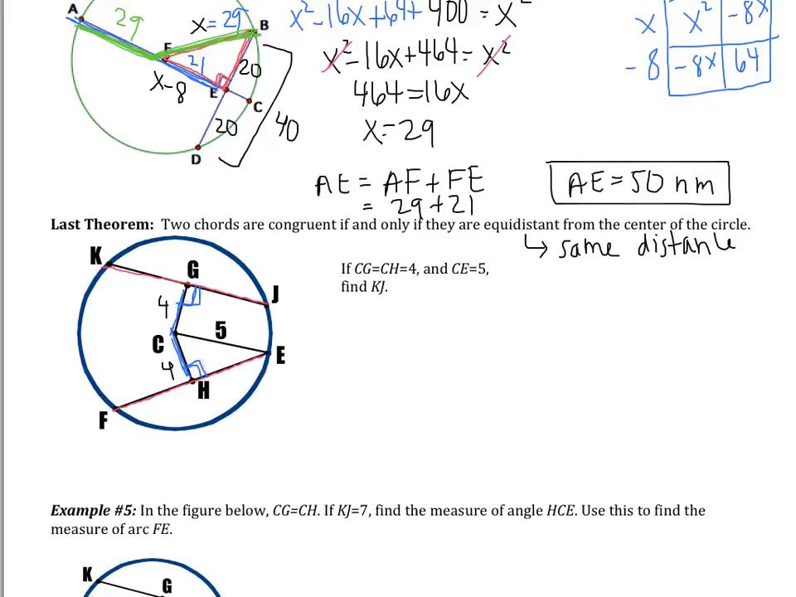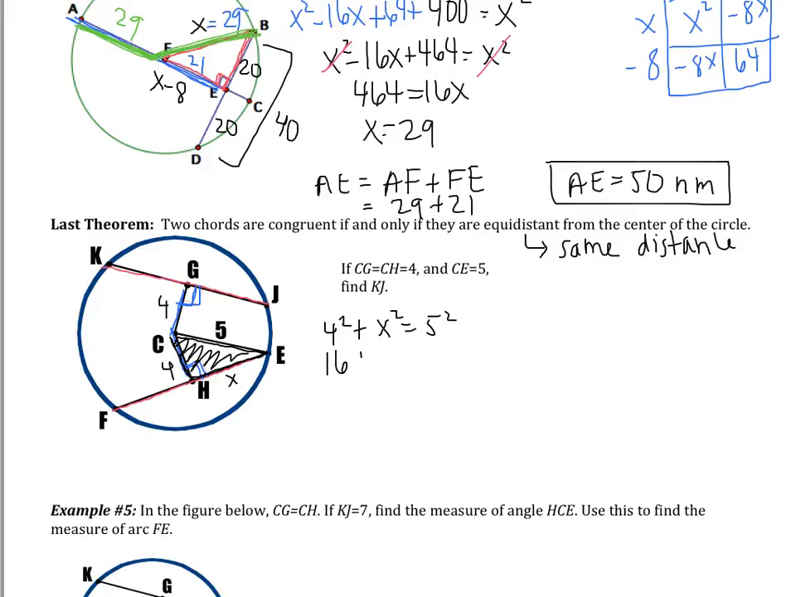So same distance away. So if I can find arc FE, I'm going to know what chord FE is, I'm going to know what chord KJ is. I'm going to start with this little triangle right here. It's a good one to start with because it's a right triangle and I know 2 sides. So I have 4 squared plus x squared equals 5 squared.